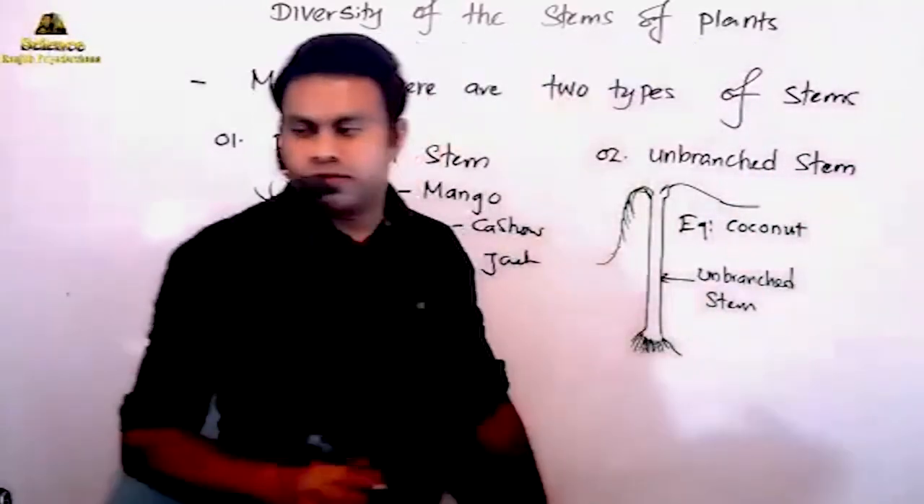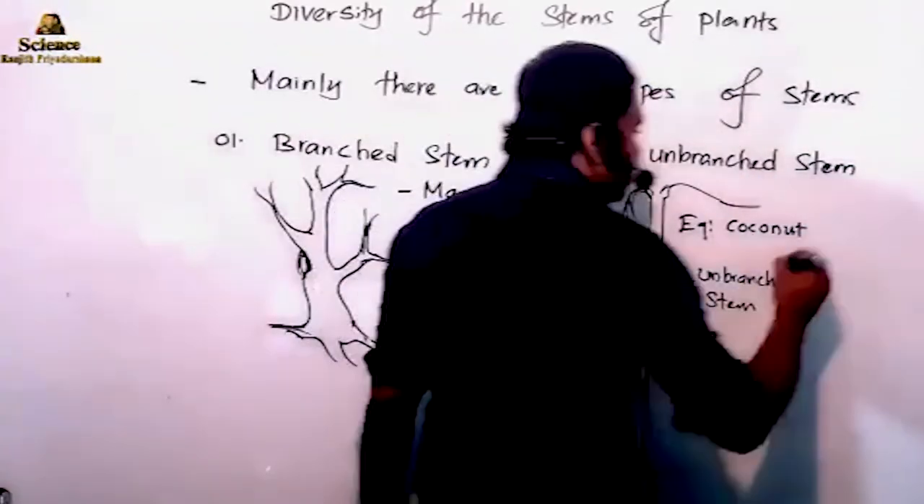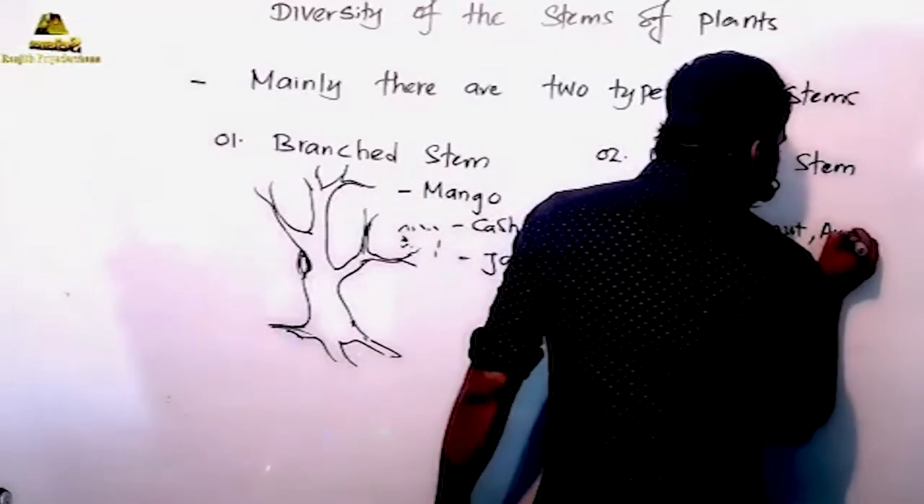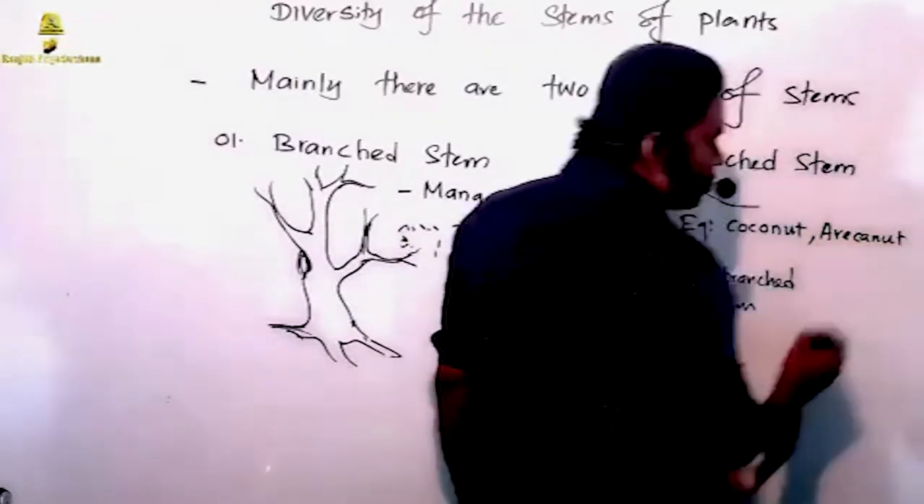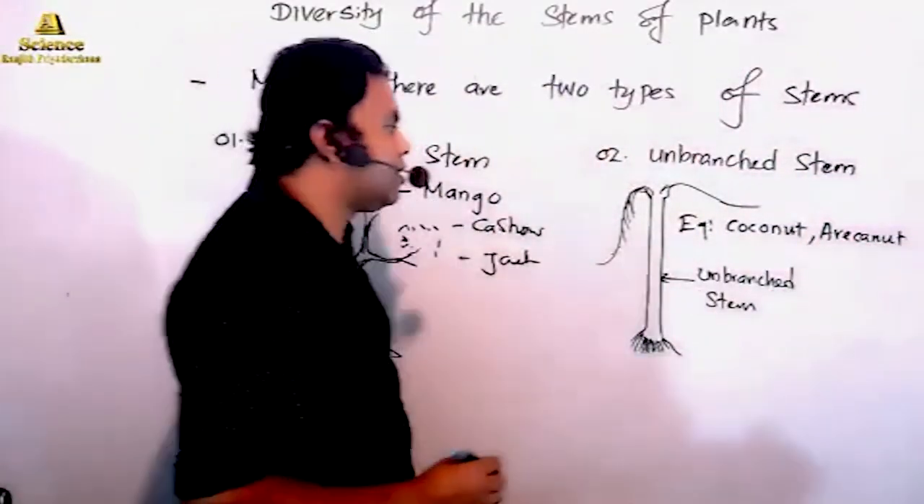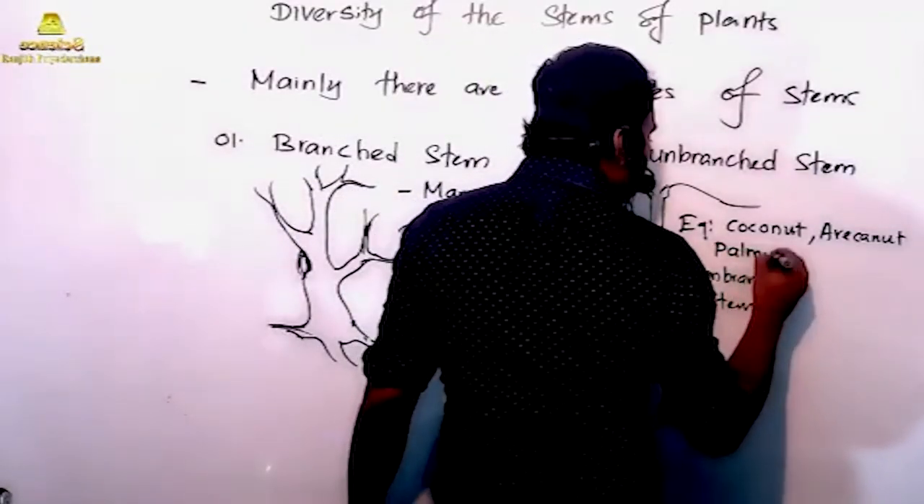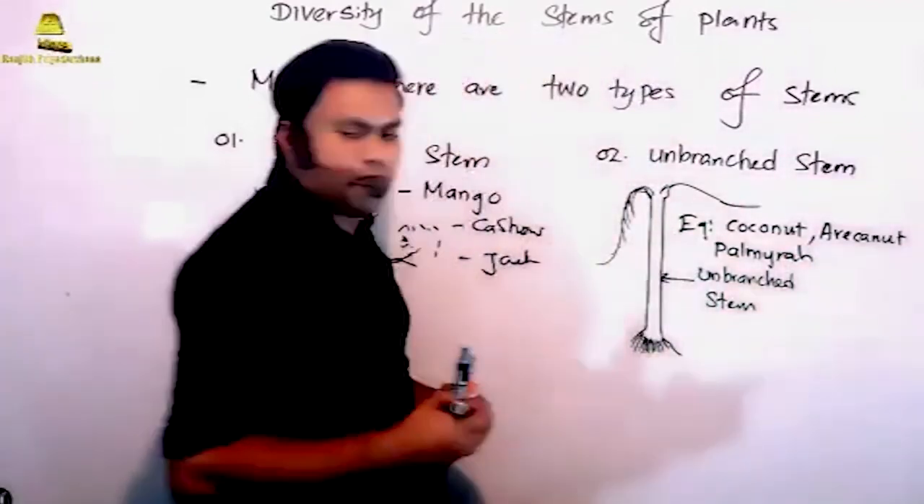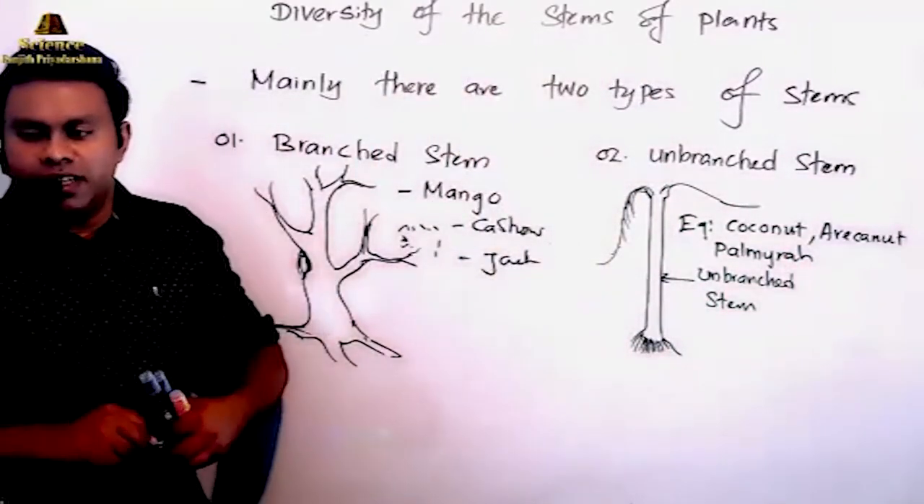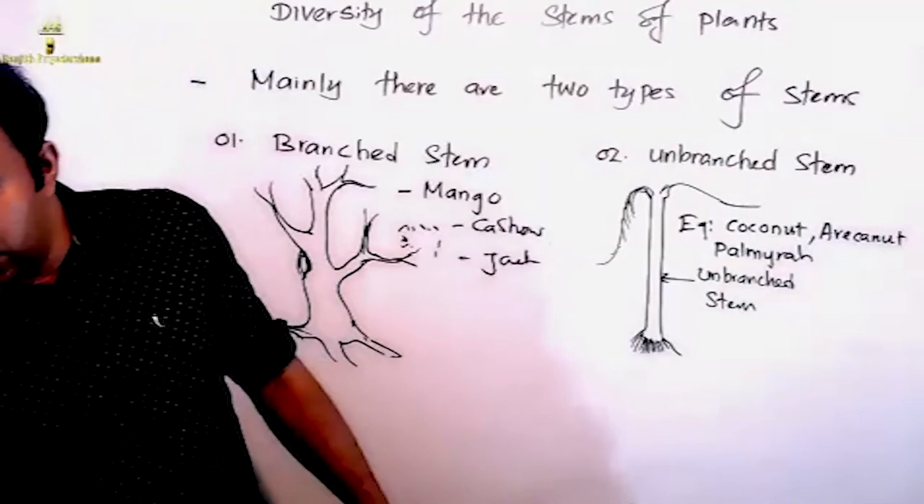Coconut, arecanut, palmyra. Okay, take down examples and draw this.